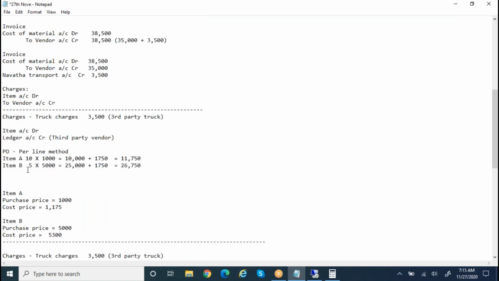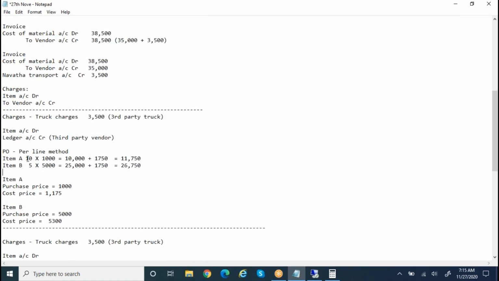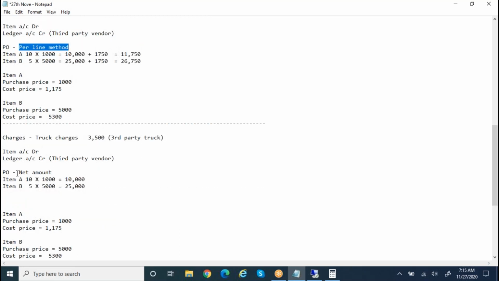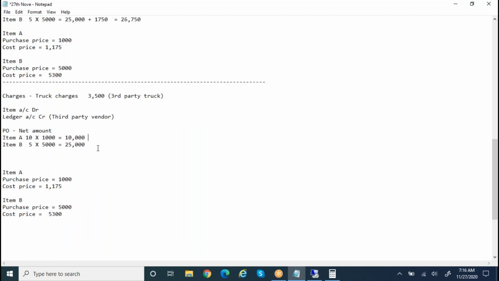So one is the per line method, which we have discussed. Now we are learning net amount, meaning proportionate. The 3,500 should be calculated proportionately. For 3,500, anyone guess how much amount should be updated here and how much amount should be updated here? Any guess?